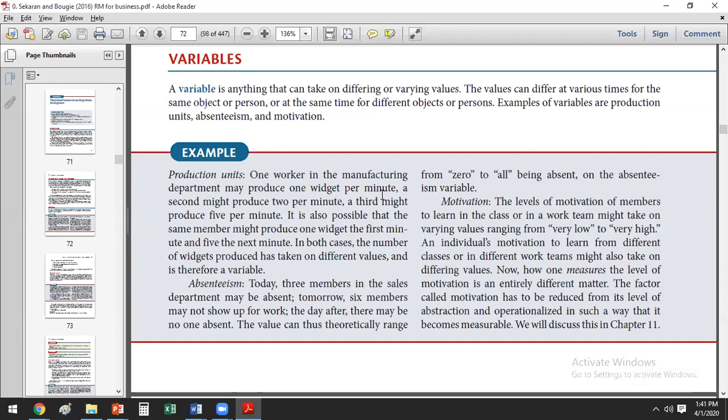One widget means 1 unit per minute. One worker in the manufacturing department may produce 1 unit per minute. A second man produces 2 per minute. So it is varying. It is not static.